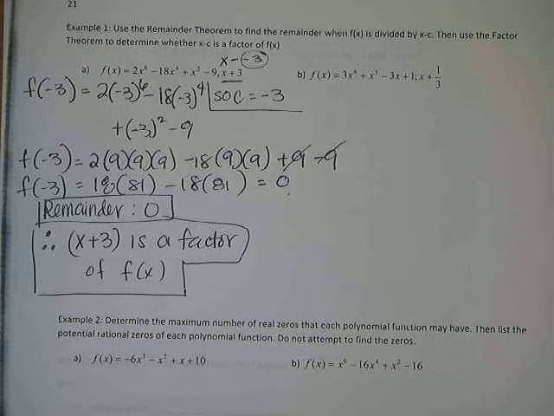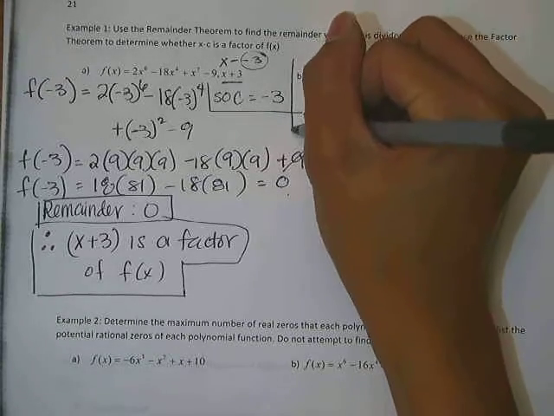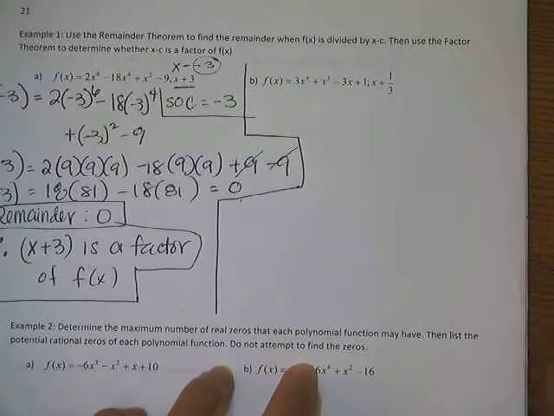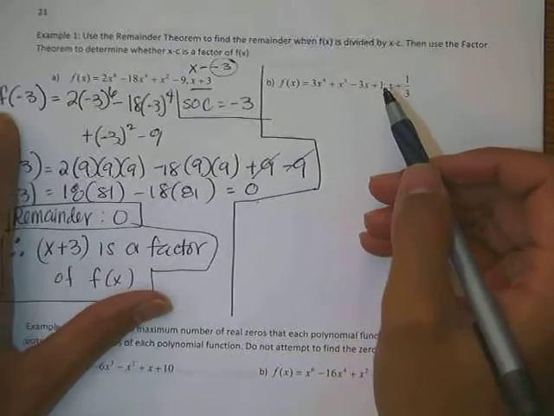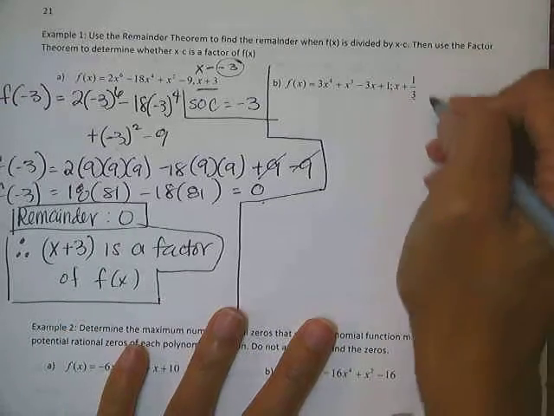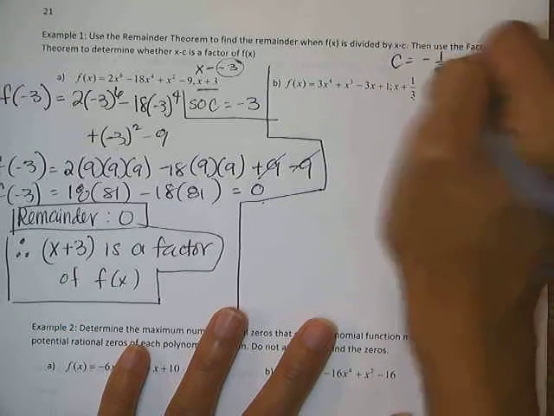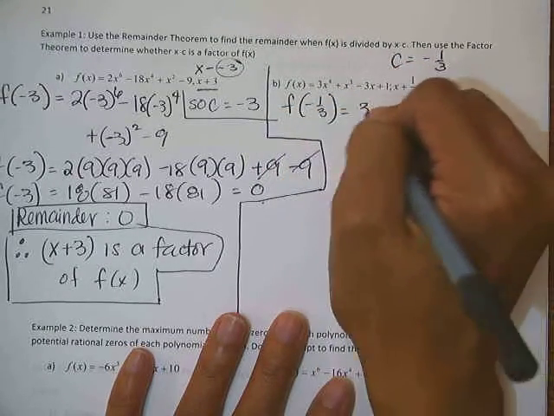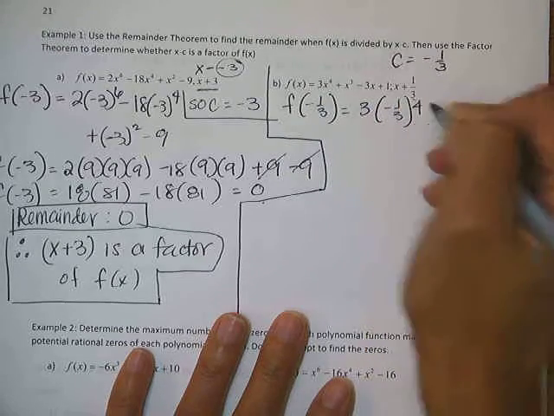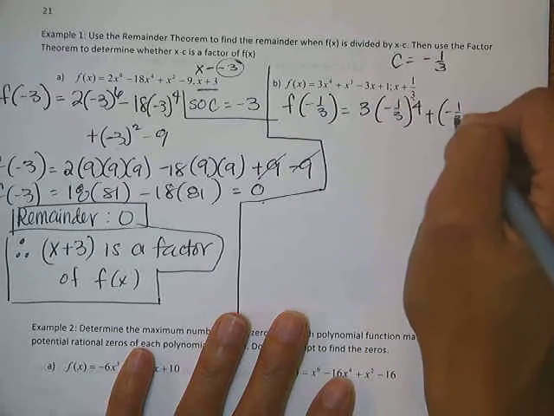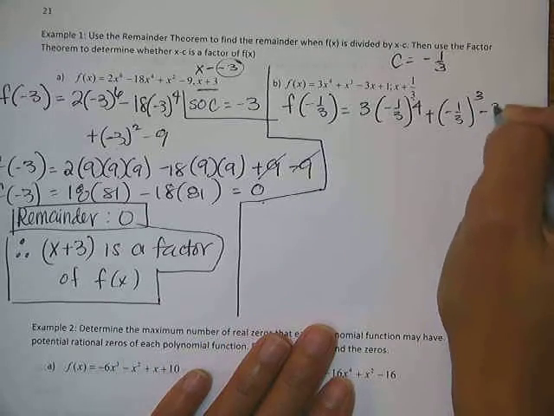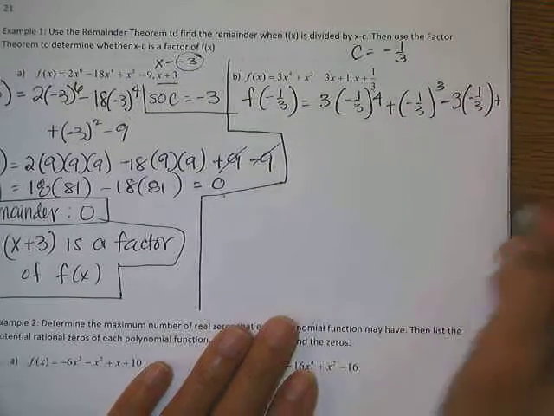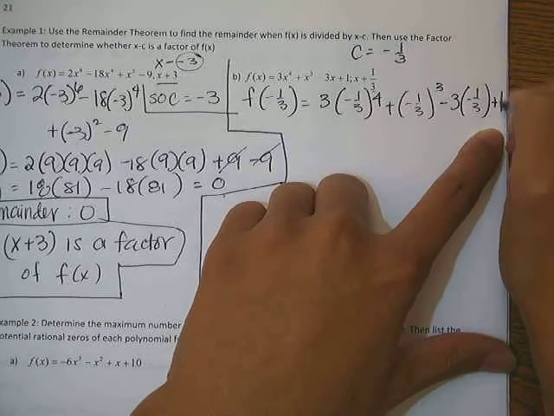All right. Let's go and do example B. Okay. Example B. Here we go. Same thing. We're going to start with doing f of c. And again, c is going to be -1/3. So let's write that out. f of -1/3 equals 3 times (-1/3) to the 4th power plus (-1/3) to the 3rd power minus 3 times (-1/3) plus 1 plus 1. Can I fit it in there? Sure. That's a skinny one.